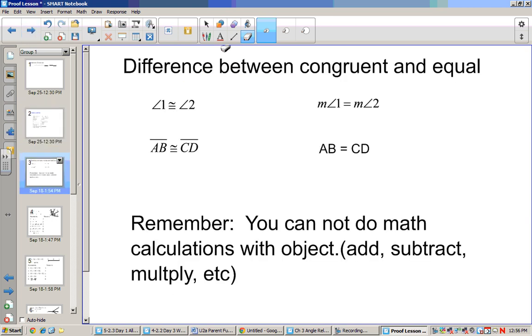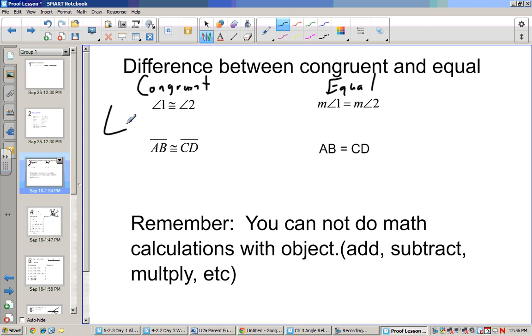Now, we need to know that there's a difference between congruent things and things that are equal. If they're congruent, that means that two objects are the same size. Say this angle and this angle. Now, adding them doesn't make any sense.